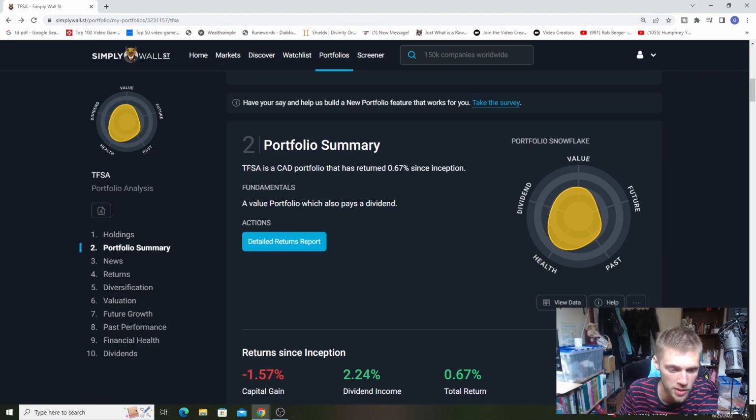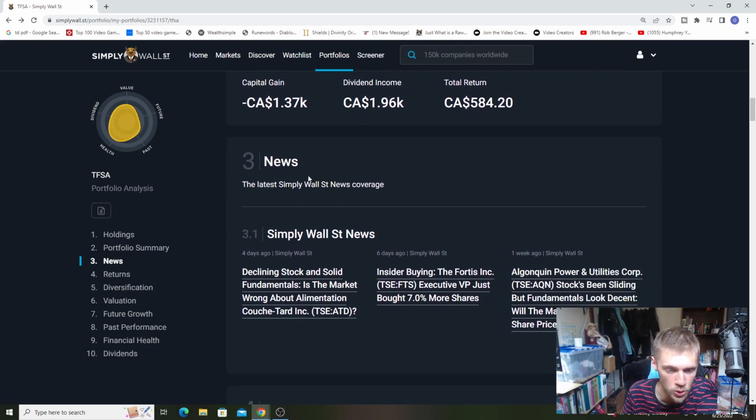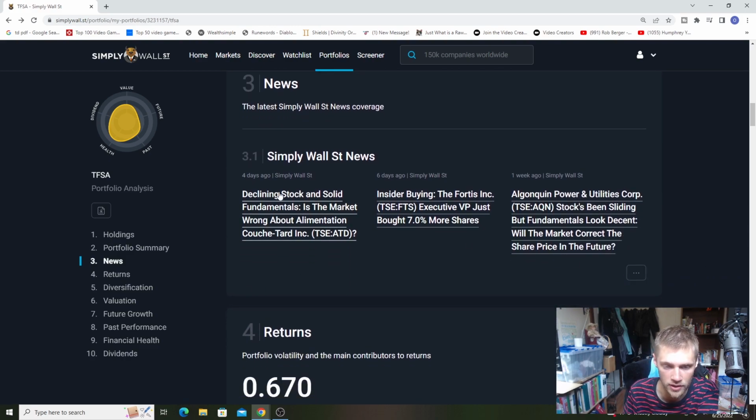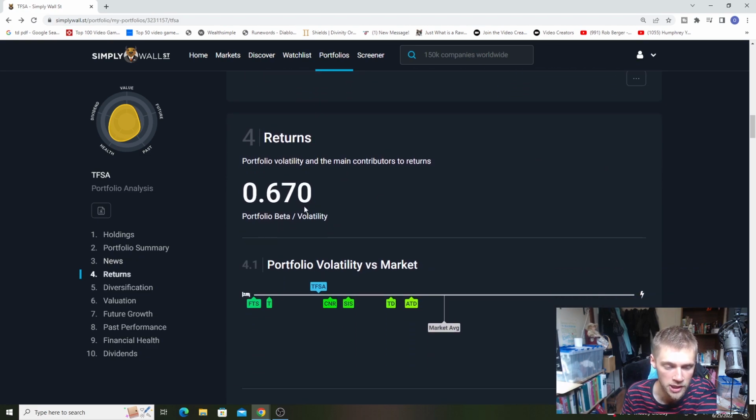So we have the portfolio summary, we have returns and whatnot. Once again, it's not 100% accurate. This is just assuming the portfolio over time, not really when you bought in. And I'll show you guys an example of that when we get to it. We have news surrounding your portfolio, so we can see different news with regards to the stocks that you actually hold inside your portfolio. So once again, if you like to follow the companies you invest in, this is a cool little feature. We have the returns, portfolio volatility, the portfolio beta.